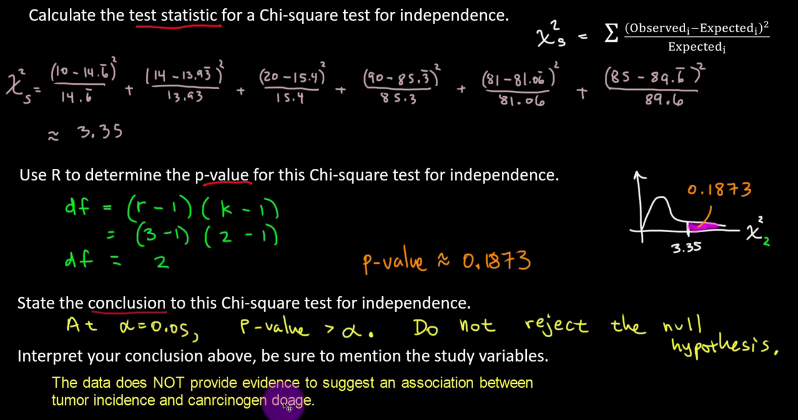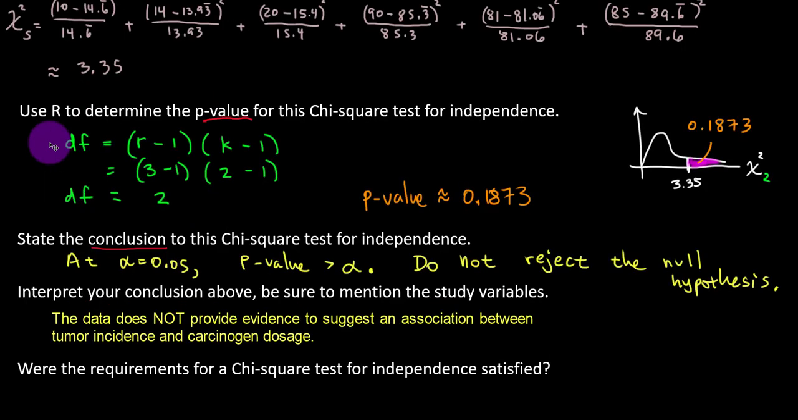This may be contrary to maybe your preconceived notions, but as scientists, we need to be open to alternative viewpoints, and if this data was obtained in a sound fashion, then this is what the data is suggesting. Remember, this doesn't prove that there is no relationship between tumor incidence and carcinogens. Pardon my typo. It just suggests that based on this data alone, we are not seeing this association.